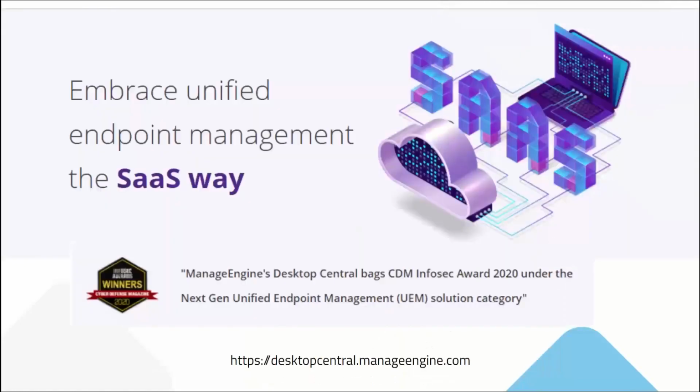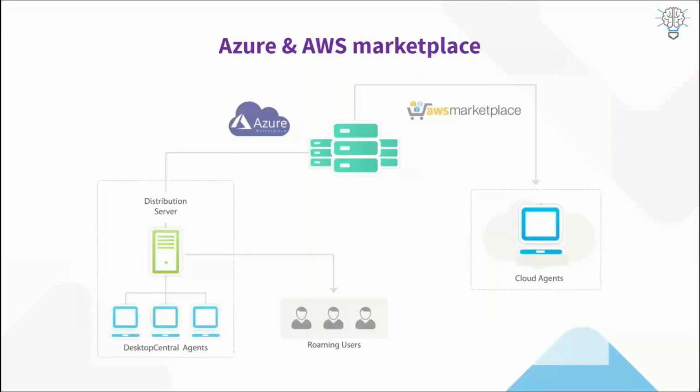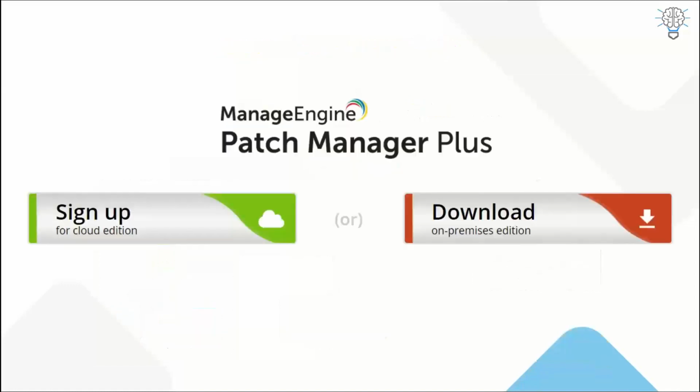And for your information, Desktop Central is available as an on-prem solution, and it is also available as a native cloud SaaS solution. In case you're looking to host Desktop Central in any one of the cloud servers, you can use AWS or Azure Marketplace. So Desktop Central is made available in AWS Marketplace and in Azure, which you can use to host it. And if you require patch management as a separate product, we have a standalone tool called Patch Manager Plus, and this is available in both on-prem and cloud editions.